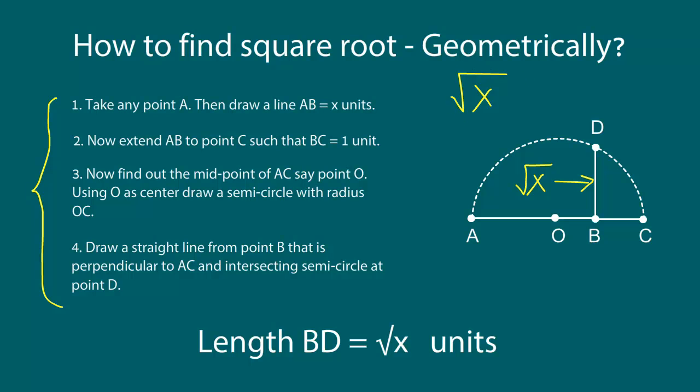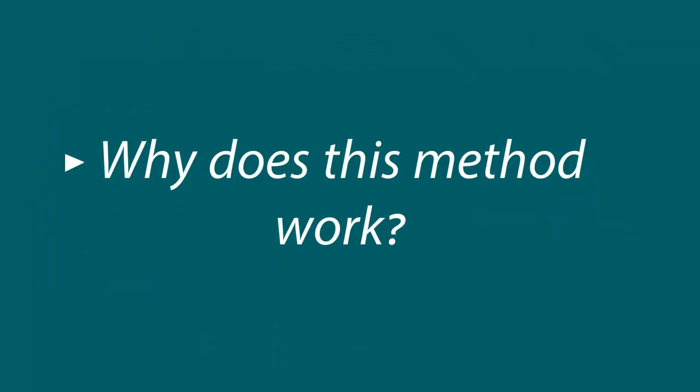And earlier we have also seen how we can get this measure, that is the square root x measure or this length, onto the number line. So in this video we are really going to focus on why this works. That is, why if we follow those 4 steps we can always find out square root of x. Why does this always work?